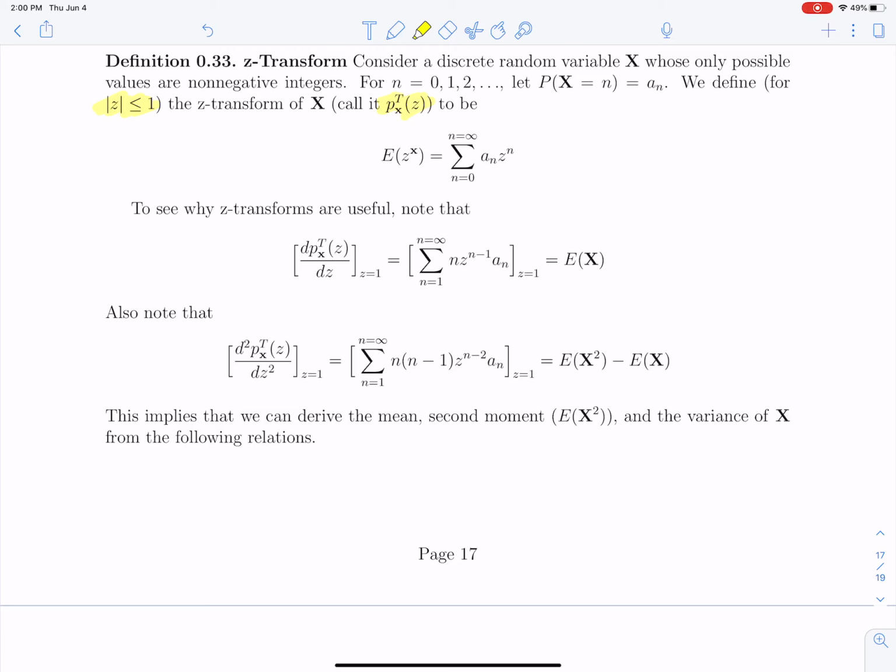This is what the book said. It said this is why they're useful, because we can find the mean from Z transforms, and we can also differentiate to find the variance. So this is how they're related. I know it looks like a lot of crazy variables, but when we actually have real numbers to put in, it will look a lot better.